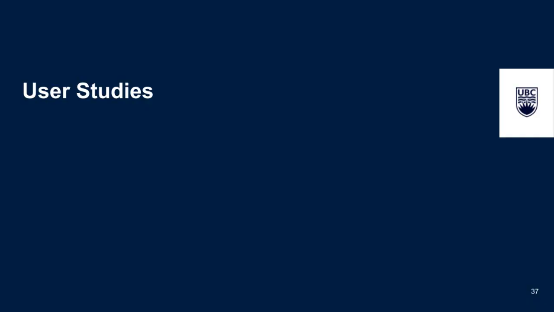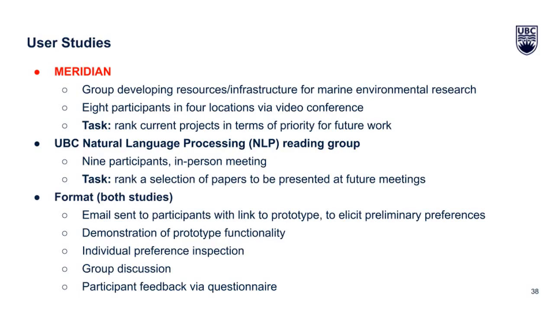We obtained preliminary evidence of utility for our prototype by carrying out 2 user studies, which we discuss in this section. Our first user study involved Meridian, a group developing resources and infrastructure for marine environmental research. The study included 8 participants in 4 locations via video conference. The participants were tasked with ranking current projects in terms of priority for future work.